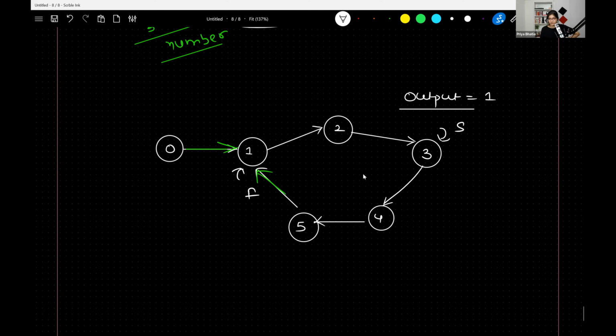Next iteration. Where will be the slow? Slow will be at 4 and fast will be at 3. Okay. Let's move ahead. Next iteration. Slow is at 5 and fast is also at 5. That's a good example.